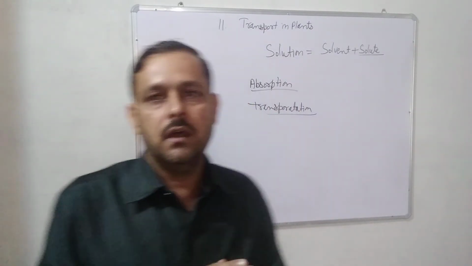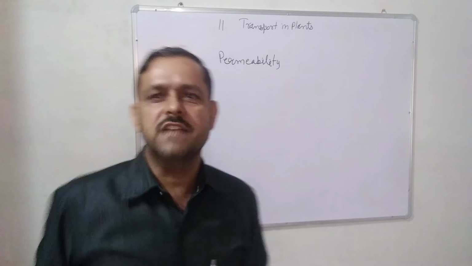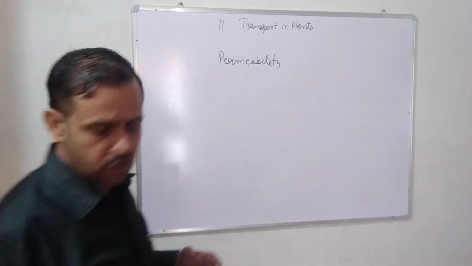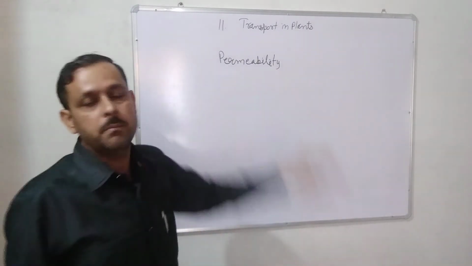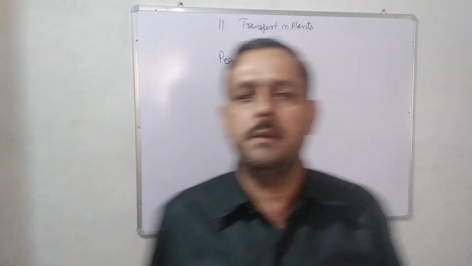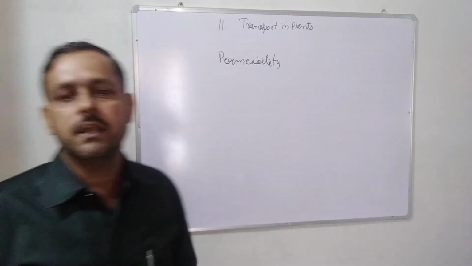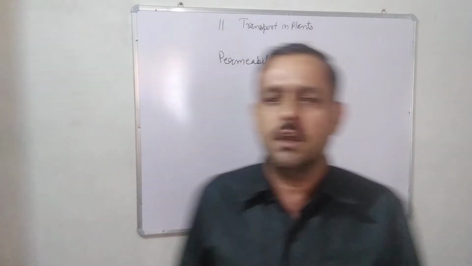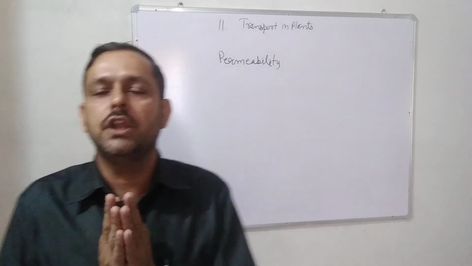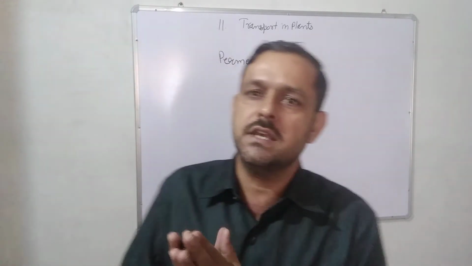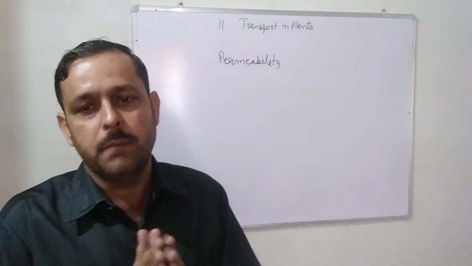The plasma membrane is called selectively permeable, so it has selective permeability. First of all, we discuss permeability. What is permeability? Permeability is the degree of diffusion of gases, liquids and dissolved substances through a membrane.